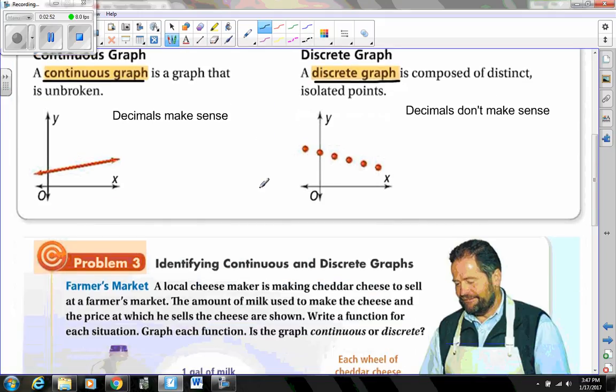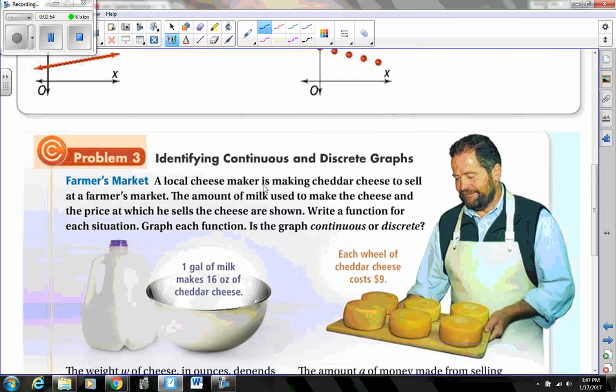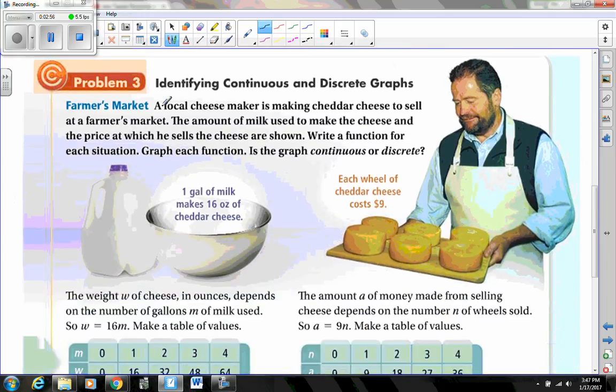So if we look at this cheese making example here, we have a local cheese maker who's making cheddar cheese to sell at a farmer's market. The amount of milk that he uses to make cheese and the price at which he sells it are shown right here. So 1 gallon of milk makes 16 ounces of cheese. 1 wheel of cheese costs $9. Write a function for each situation, graph the function, and then tell, is it continuous or discrete? That's the important part here.